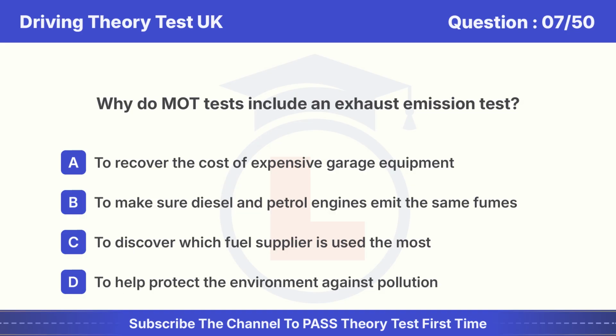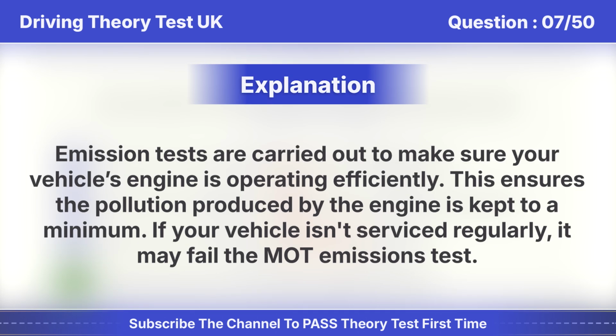Question 7. Why do MOT tests include an exhaust emission test? Answer is D. To help protect the environment against pollution. Emission tests are carried out to make sure your vehicle's engine is operating efficiently. This ensures the pollution produced by the engine is kept to a minimum. If your vehicle isn't serviced regularly, it may fail the MOT emissions test.